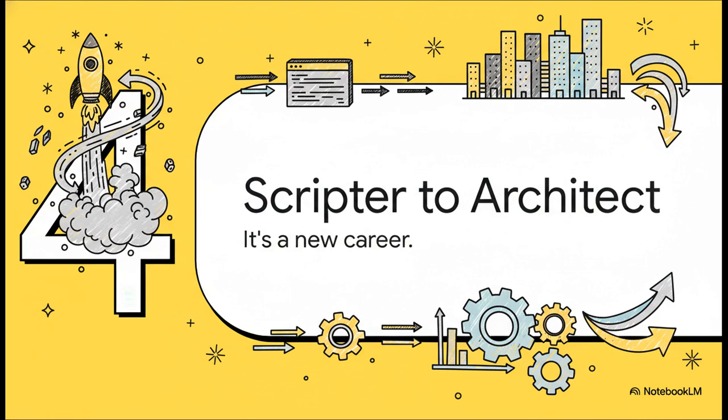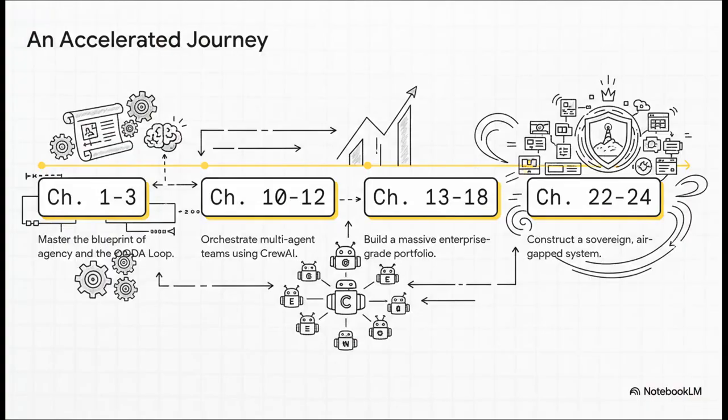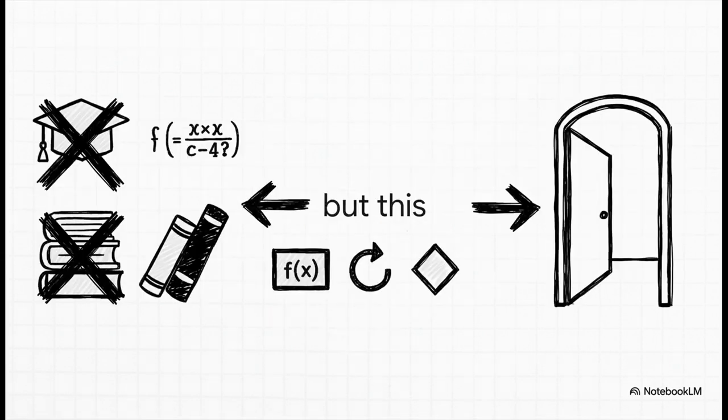So what does all this add up to? It's really simple. This whole journey is about completely transforming your career. I mean, just look at this roadmap. It shows you how incredibly fast you'll progress. You start by mastering the fundamentals, you quickly move on to orchestrating entire teams of agents, you build out a huge portfolio of workers, and you finish by engineering a completely private, offline sovereign AI system. It's an amazing trajectory.